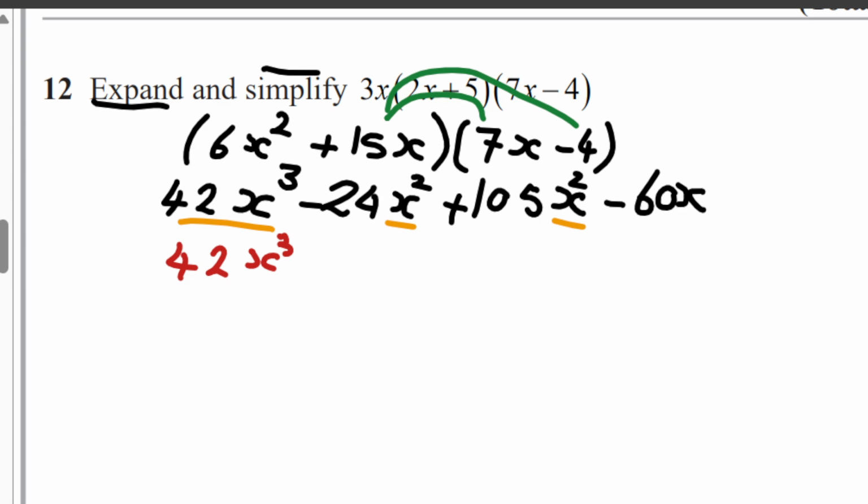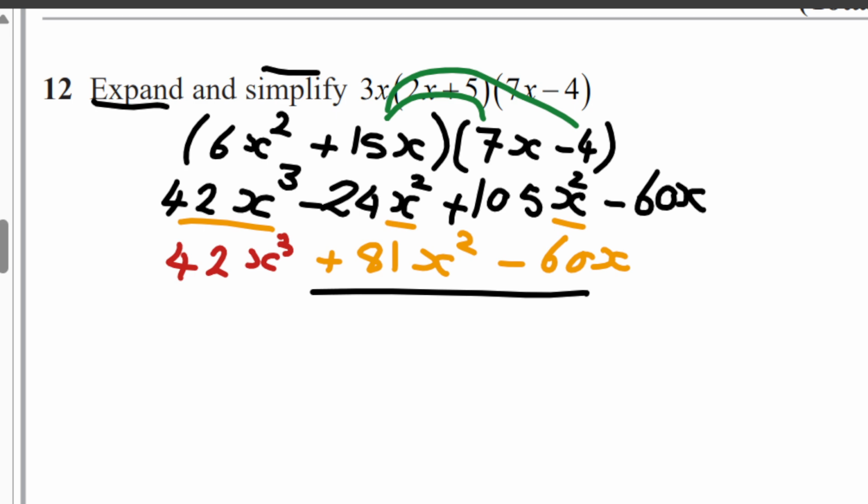This is going to be subtraction. You can just plug it in your calculator. Write minus 24 plus 105. So that's going to give you plus, I think it's 81 x squared. I did 105 minus 24. Yeah, it's 81. That's good. My mental math is going better. Now finally we just have minus 60x, and that's your final answer. That's your nice 3 marks. You can't do anything else.